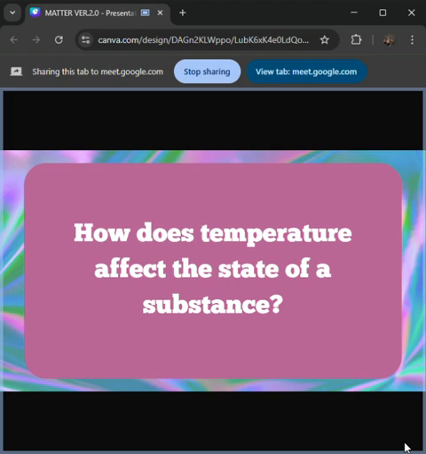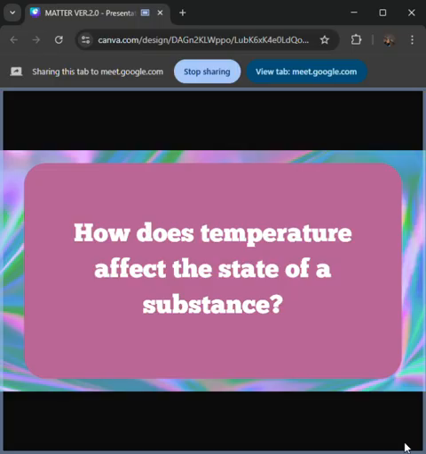Does anyone have any idea? Yes, Philip. For me, ma'am, how temperature affects the state of a substance is based on the behavior of the molecules when they interact with various temperature intervals. Basically, the molecules will react to the temperature and they will start moving. And there is actually a theory of that. And yeah, that's all.